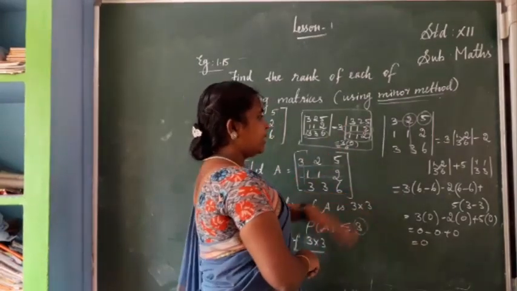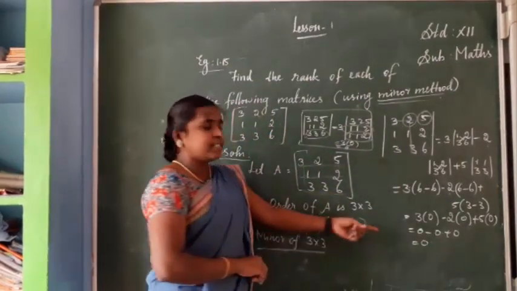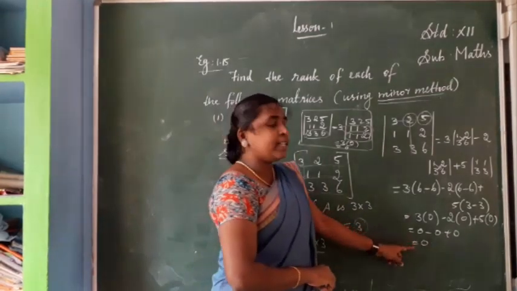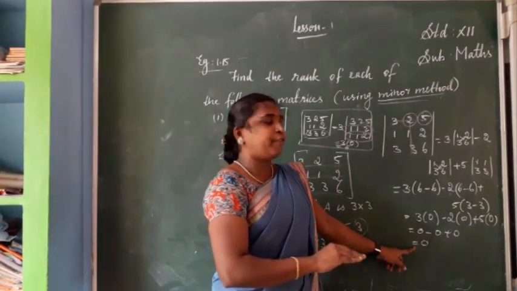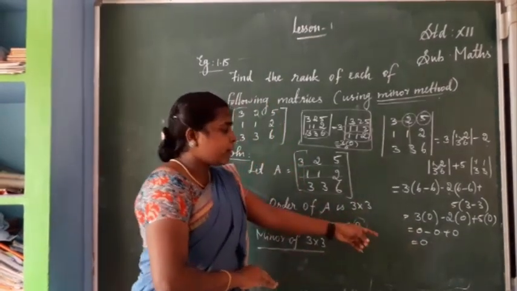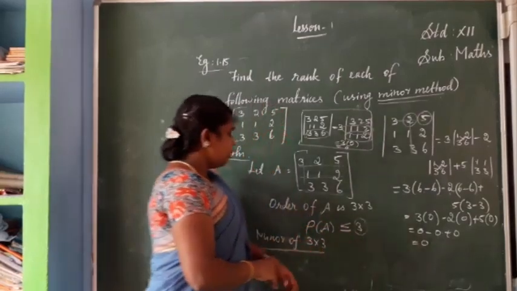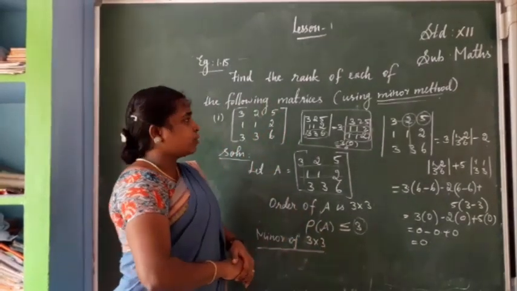So we got the determinant of 3 by 3 is 0. Minor of 3 by 3 is 0. If you are getting the minor not equal to 0, we can stop. We can say the rank is 3. But here we got equal to 0. So again we have to do minors of 2 by 2.